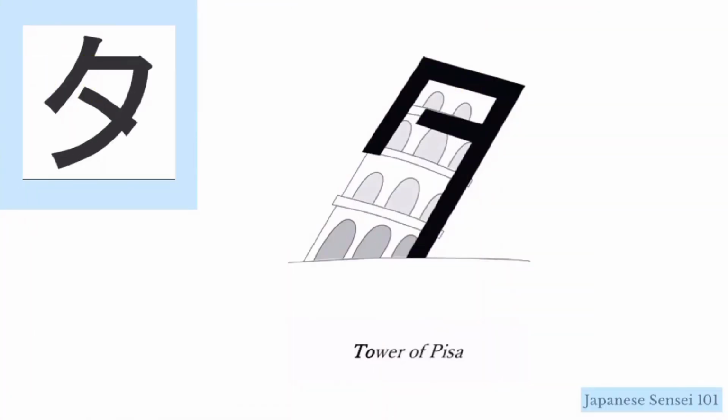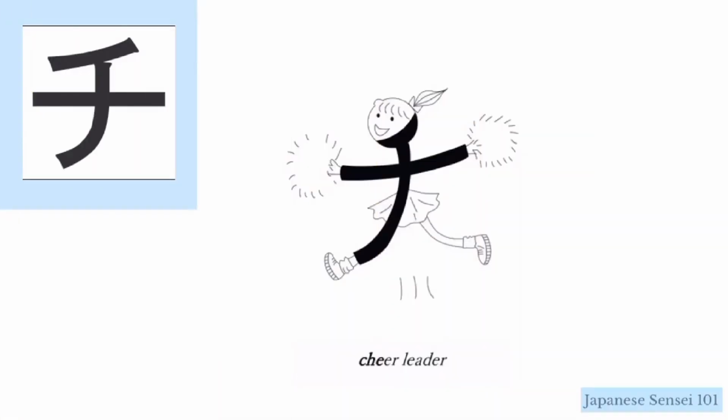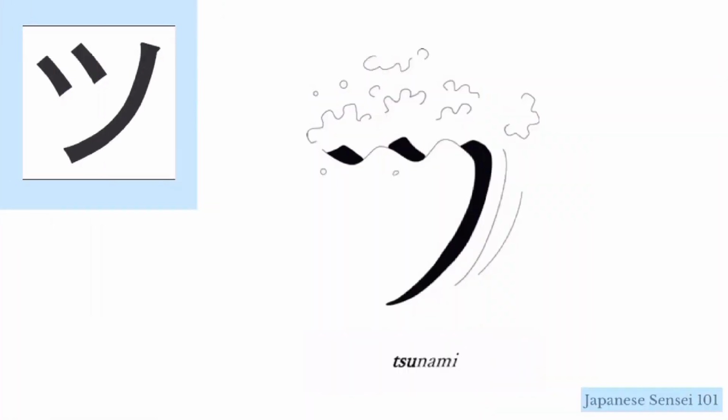Ta. To memorize this, imagine the Leaning Tower of Pisa tilting to one side. Chi. Visualize Chi as a cheerleader doing a split with her pom-poms in hand, cheering chi chi chi. Tsu. To memorize this, think of a tsunami wave rising from the ocean.